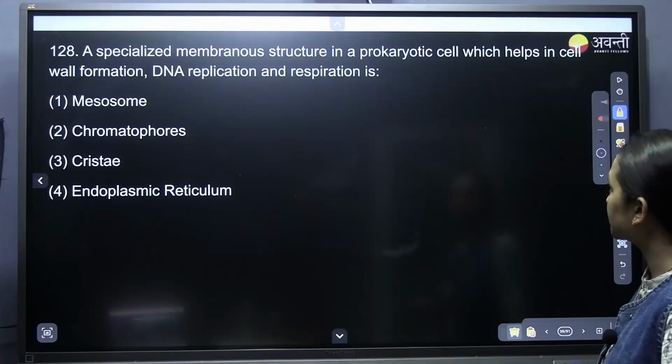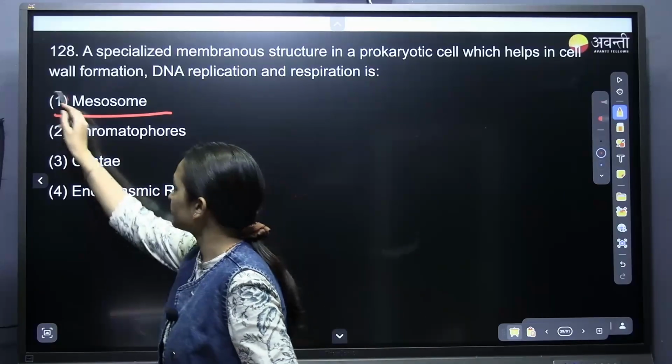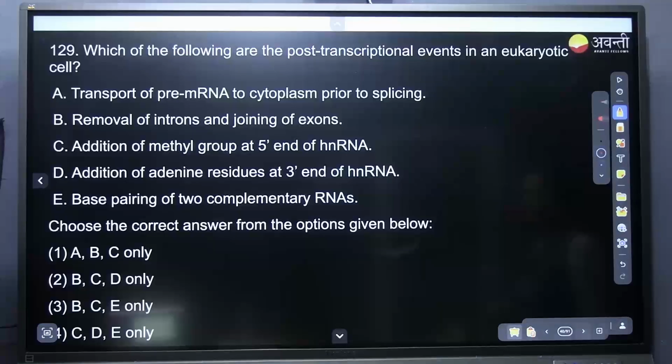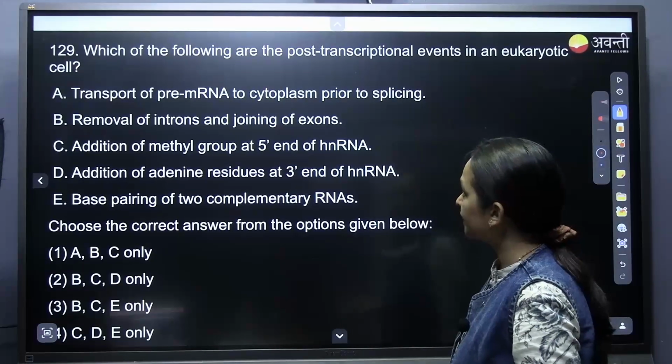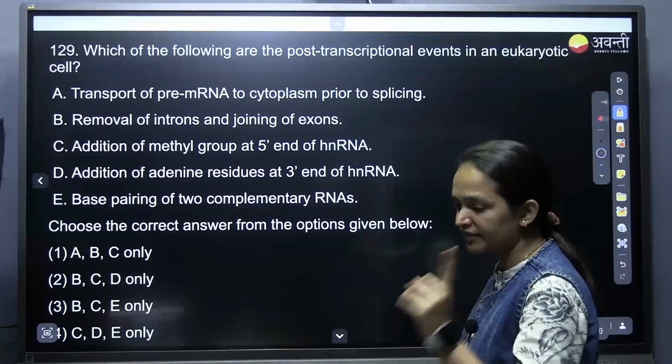In a prokaryotic cell, the structure which helps in cell wall formation, DNA replication and respiration is the mesosome. Very good. Which of the following are post-transcriptional events in a eukaryotic cell? Transport of pre-RNA to cytoplasm prior to splicing or after splicing?